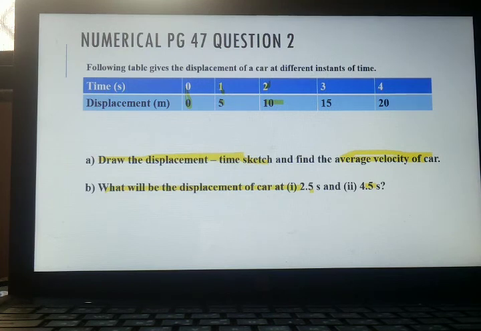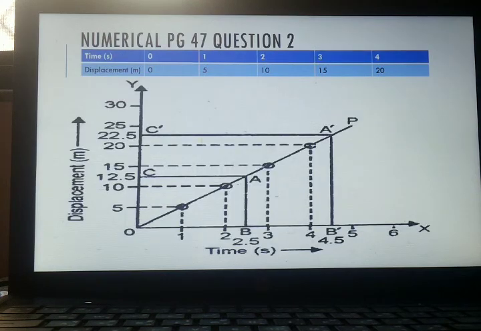First of all we will be drawing the displacement time graph. The displacement time graph will look like this. The first thing they asked, finding average velocity, we will do afterwards. The next question is to find the displacement after 2.5 second. Between 2 and 3, the point is 2.5, so we have to find the displacement at this point.